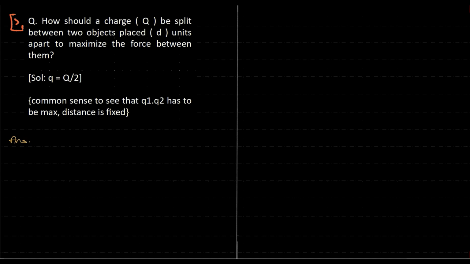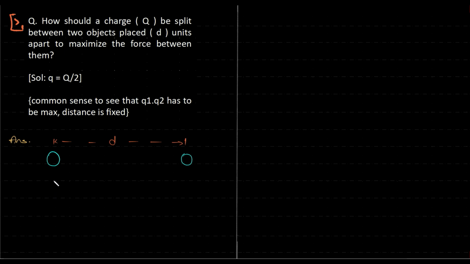How should a charge q be split between two objects placed d units apart to maximize the force between them? So basically we are looking at two charges. Two charges, conveniently placed far away.